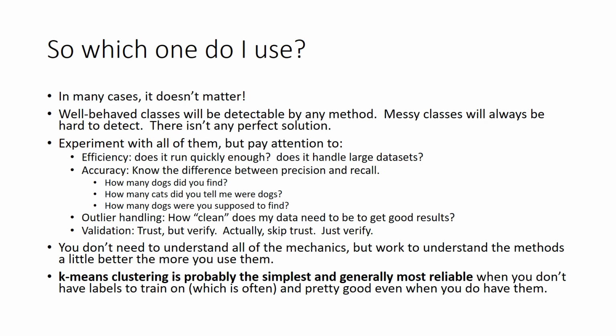Well-behaved classes are always going to be detectable. So Setosa, in our examples that we've looked at so far, was always really easy to find. It was the other two classes that were harder. And there's no magic solution here. So this is why I kind of say that it doesn't make a heck of a lot of difference. Some things that I think you should pay attention to.